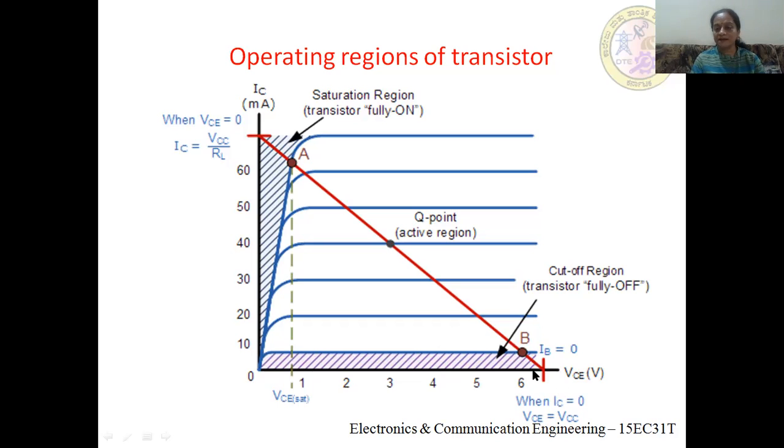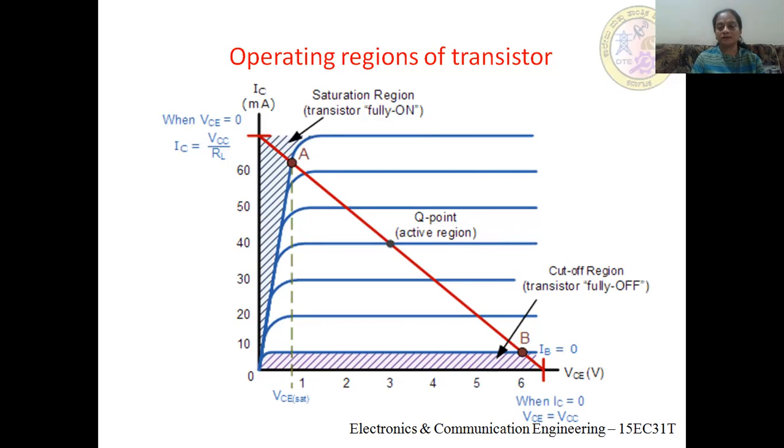The second one is the cutoff region. The name itself indicates off, that is, no current. In this region, the input circuit as well as the output circuit are reverse bias, and no current flows. In between the saturation region and cutoff region comes the active region. Always the collector current depends on the base current, and depending upon that, the variation of the current will be there.